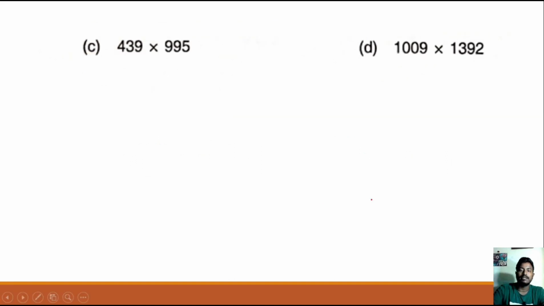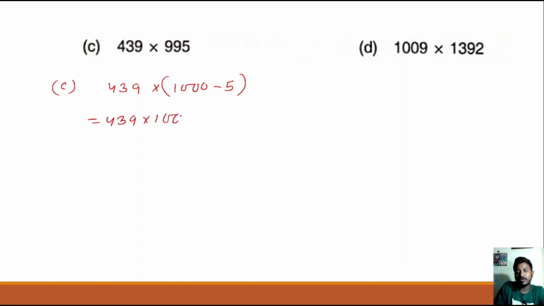64,390. Now next question, question number C, 439 into 1000 minus 5. Now 439 into 1000 minus 439 into 5. Now 439 000 minus 5 9 ja 45, 5 3 ja 15, 4 19, carry 1, 5 4 ja 20, 21.